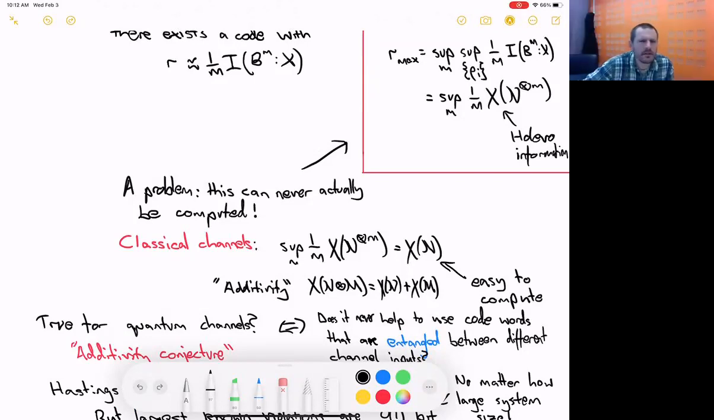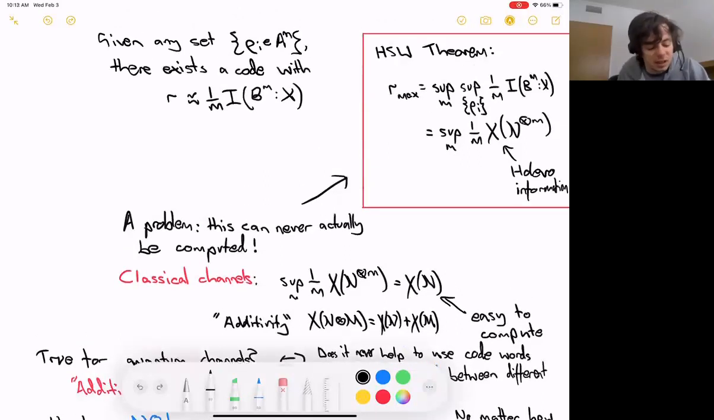Can I ask a stupid question here? Yep. This x, it's like a number, right? So this should be a chi. Holevo chi. Okay. It's a very bad chi. Yes, it's a number that is defined.